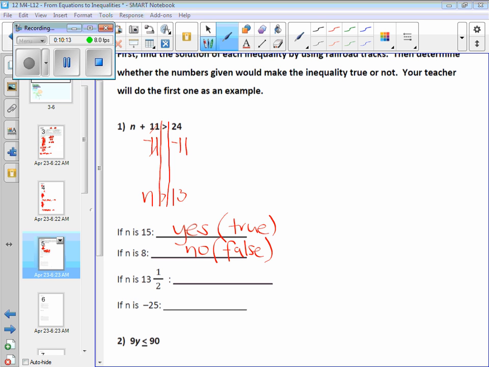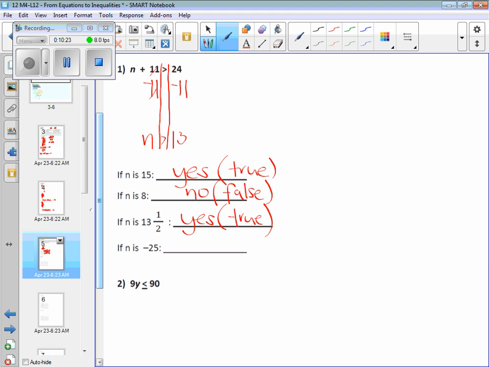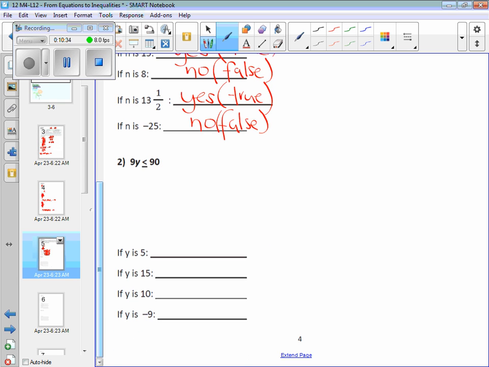What about 13 and a half? There's a rational number. Taylor. Melanie, what about negative 25? Okay? Okay, do the next one. Who wants to come up and do it? You have to wait. Matthew.